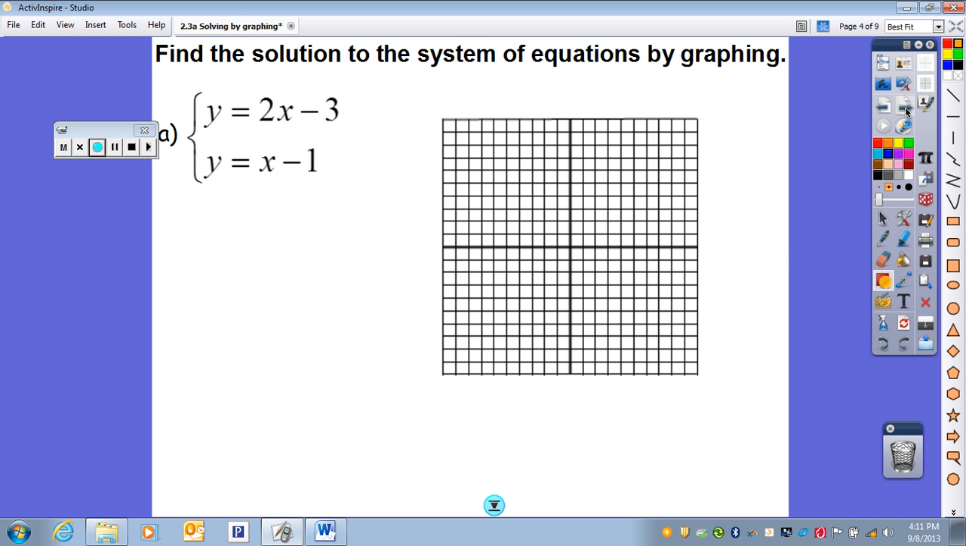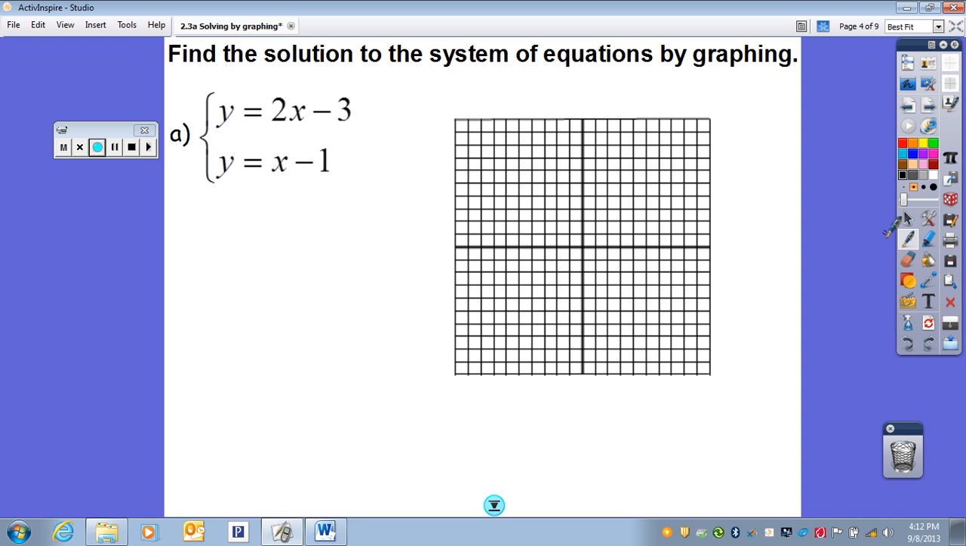Let's take a look and practice some examples. In example A, we have two equations, y equals 2x minus 3 and y equals x minus 1. So when we graph, the first thing that we would like to do is to take a look at our first equation, y equals 2x minus 3, and we'll graph by using the y-intercept as our starting point. In this case, our y-intercept is at 0, negative 3. From there, we will graph the rest of the line using the slope.